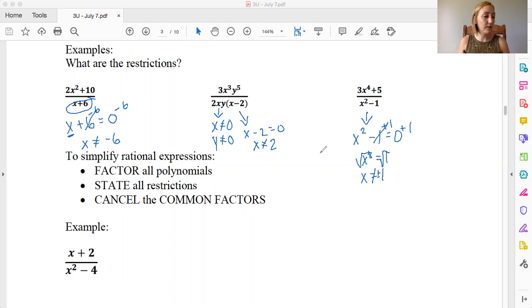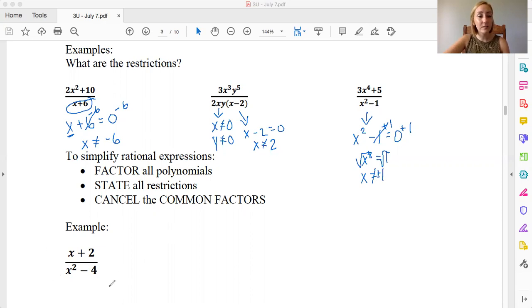To simplify rational expressions, our first step is to factor all of the polynomials. This is where it gets a little tricky, and it's a bit of a pain, and it can take quite a while to do, to be honest. That's why I only put one question on your test, and if you don't get it, you're only losing a few points, not the end of the world, okay? But please try. So you factor, you tell me the restrictions, and you cancel out common factors.